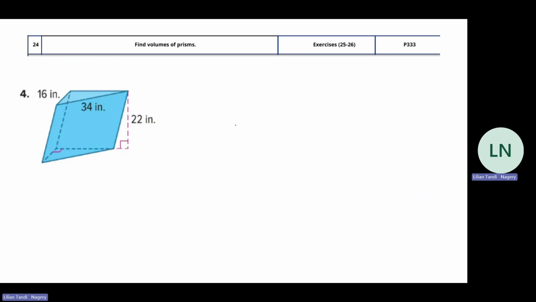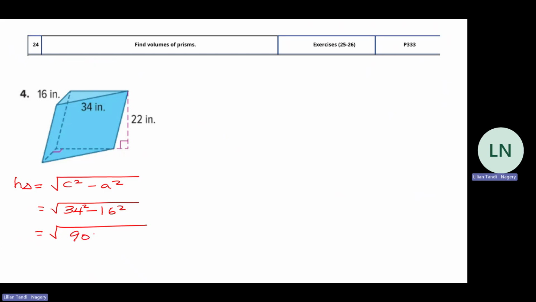Okay, same thing. I look at my triangle. I don't have my height. So height of triangle is going to be square root of c squared minus a squared, which is square root of 34 squared minus 16 squared, which should give me square root of 900, which should give me 30.